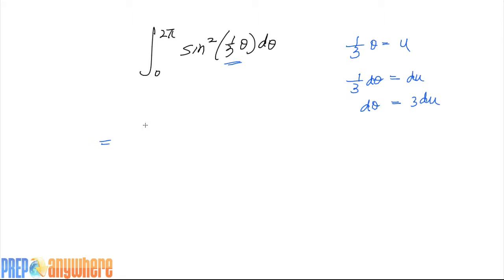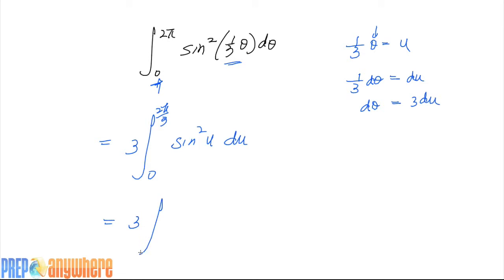Okay, so we're going to get sine squared u. The d theta is going to be 3 times du, so 3 times du. Now, when theta is 0, u is 0 also. But when theta is 2 pi, u is going to be 2 pi over 3. So let me put that there, 2 pi over 3.